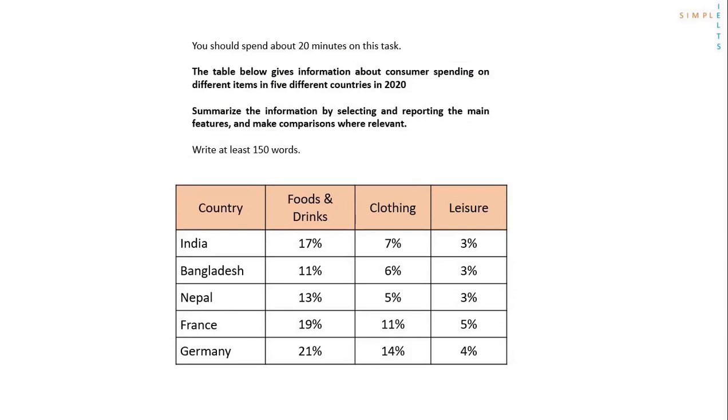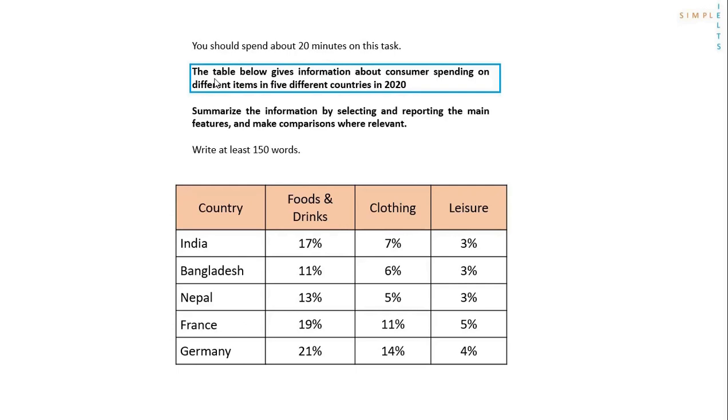First, I would like to explain a little bit about what is table report in IELTS Writing Task 1. As you can see, there's a table containing data on a certain topic, and then there's written information about this table. Let me read it for you. The table below gives information about consumer spending on different items in 5 different countries in 2020.